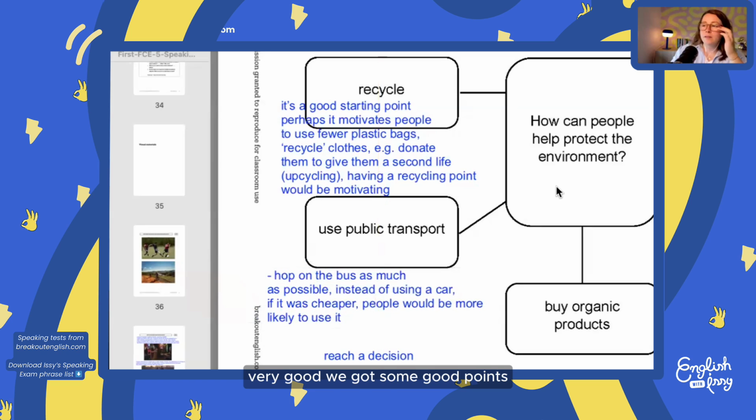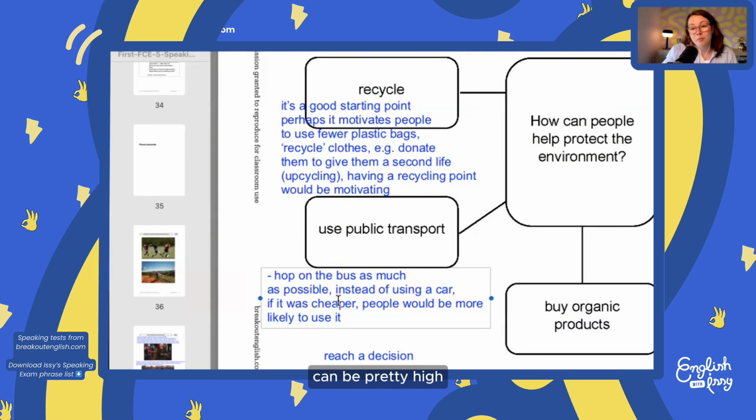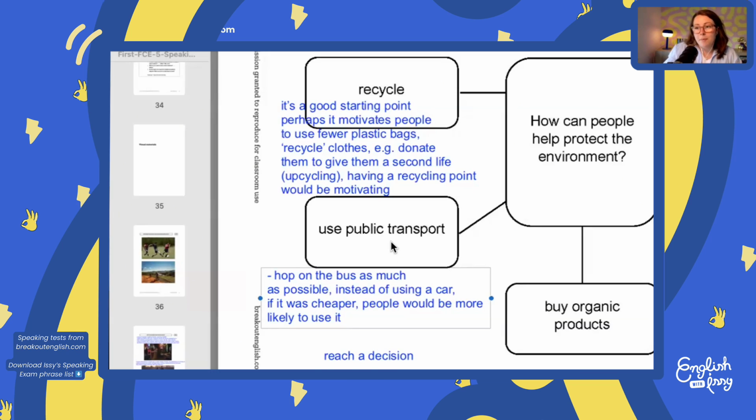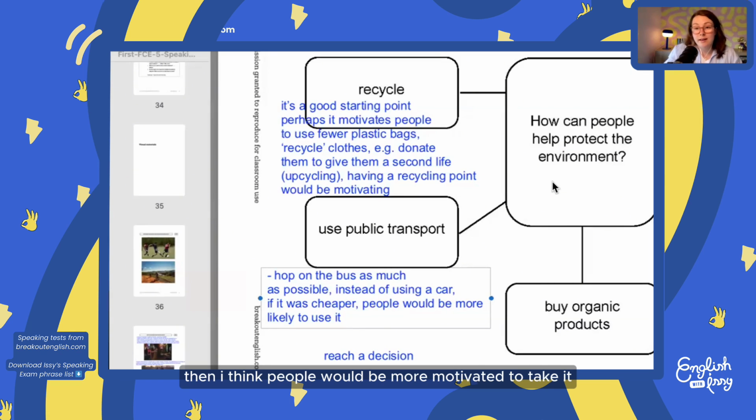Very good. We got some good points because imagine, for example, your partner in the exam says, well, in my honest opinion, if people hopped on the bus more or took the underground instead of conveniently driving their car into the city, then it would help us to reduce carbon emissions. And you could say, you know what, I do see what you're saying. However, we need to be realistic because the price of transport sometimes can be pretty high. So if the government lowered the prices or subsidized public transport, then I think people would be more motivated to take it. So it can turn into a conversation. And if you disagree with your partner, that's absolutely fine.